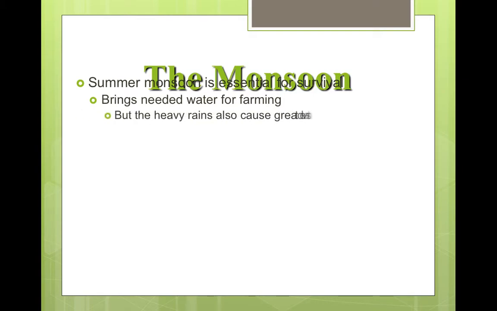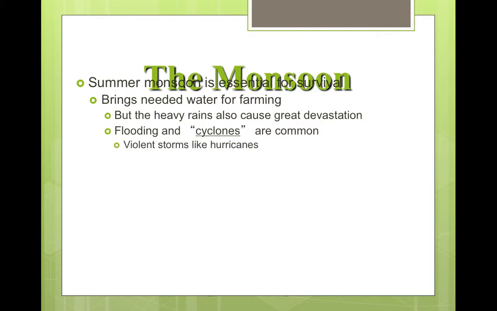Although it sounds really negative, monsoons are essential for surviving, because you're getting the rain that brings the water for farming for the whole year. We've talked about the importance of the rivers that come from the mountains, but this is another way of getting the water that's needed for farming. It does create lots of floods, and also cyclones, which are very close to our hurricanes.